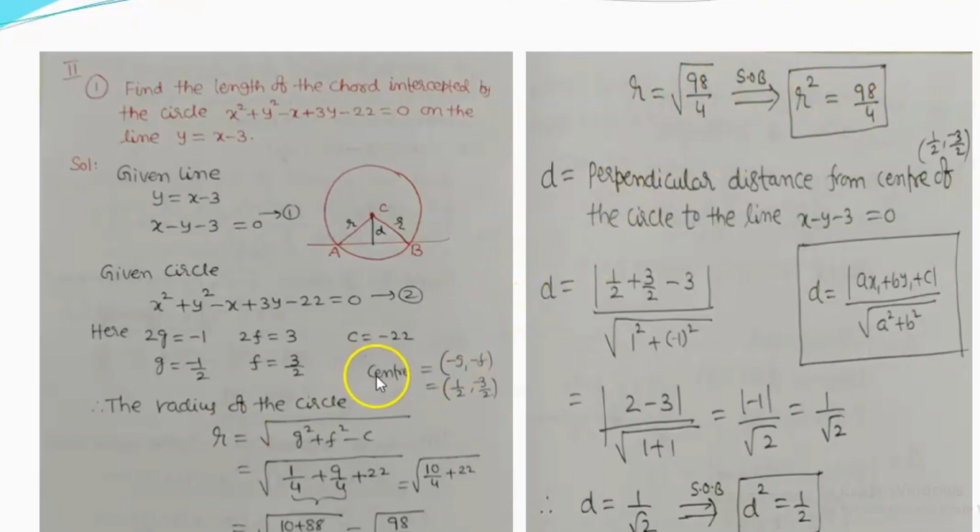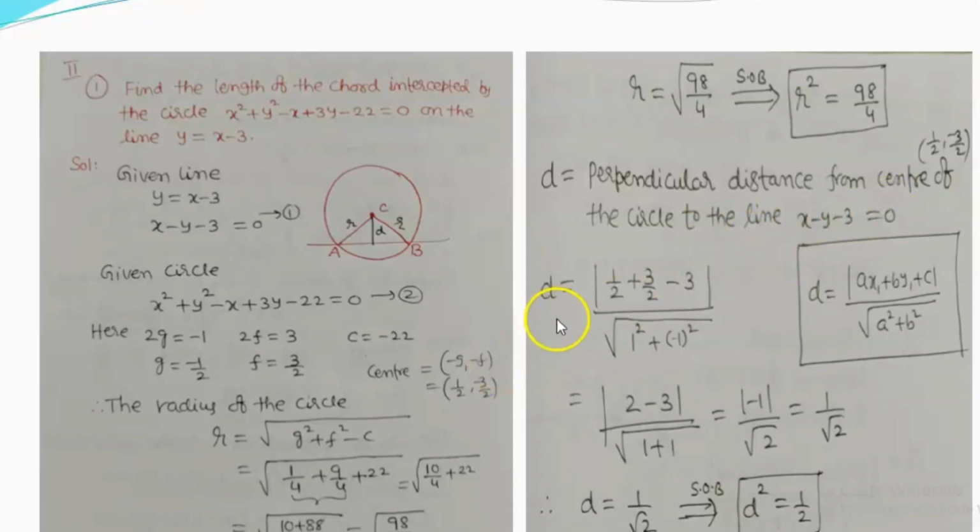Now the center of the circle, center c equal to minus g, minus f. So minus of minus g, that is minus of minus 1 by 2, plus 1 by 2, and minus f, minus 3 by 2. This is the center of the circle. After that, the d value you can calculate. D equal to the perpendicular distance from the center of the circle, that is 1 by 2 comma minus 3 by 2, to the line x minus y minus 3 equal to 0.